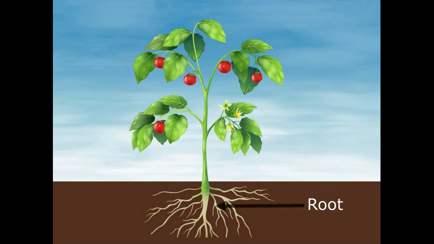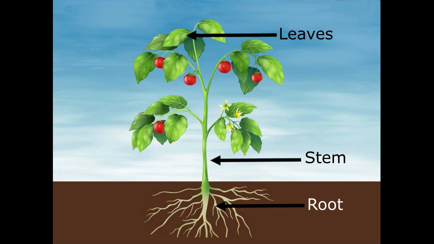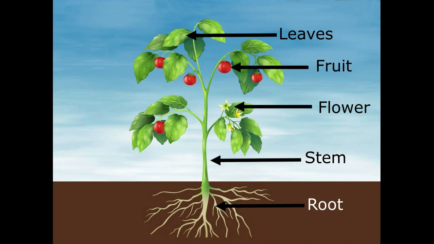So, to sum up, the roots suck up water and nutrients. The stem holds up the plant and carries water and nutrients. The leaves make food. The flowers make seeds. The fruits protect the seeds and help them spread, and the seeds grow into new plants.